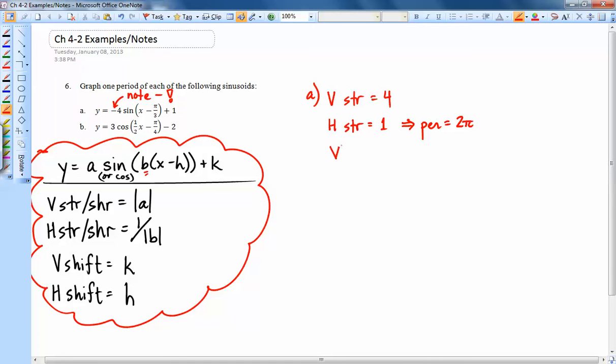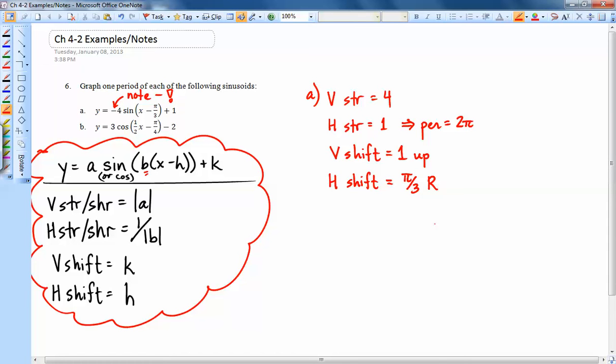The vertical shift is the k term, which in this case is 1 unit up, so positive 1. And then the horizontal shift is whatever's inside that x parentheses. In this case, it's pi over 3, and since it's a minus pi over 3, remember that means to the right. So now we've got the main things we need.